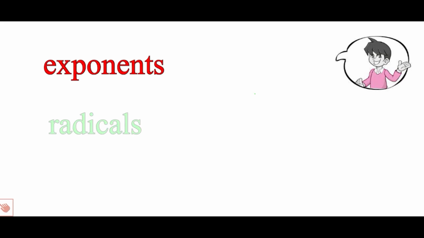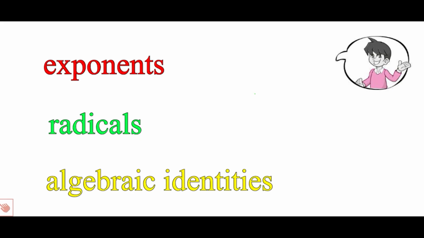If you remember, in our last video, we talked about exponents, radicals, and their properties. In this session, we are going to solve some examples involving the rules of exponents, radicals, and algebraic identities. So stay with me and let's get started.